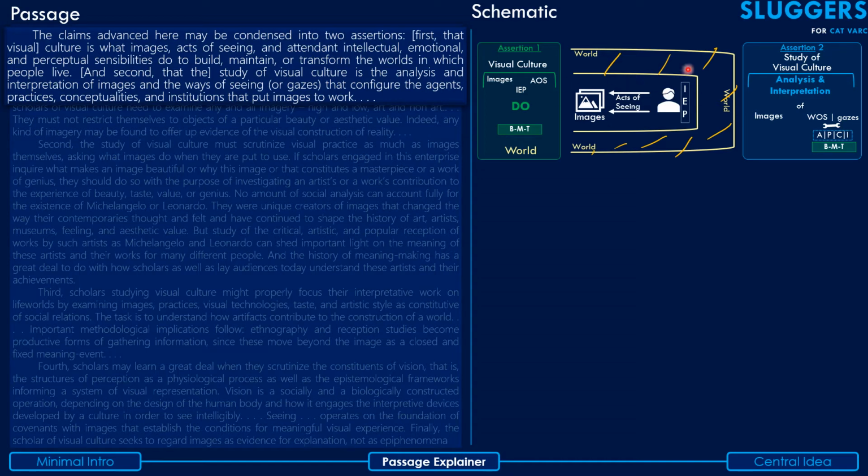Do what these factors do. What is visual culture is what these three factors do to build, maintain, or transform the world that we live in. Okay, this BMT basically stands for build, maintain, and transform. So I'll repeat once again.